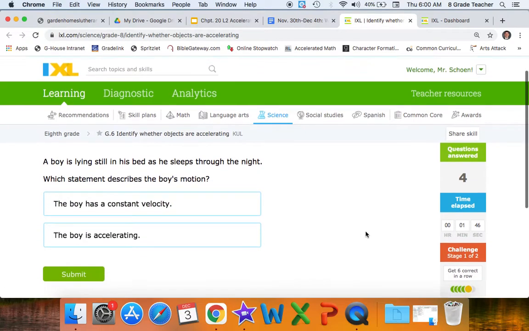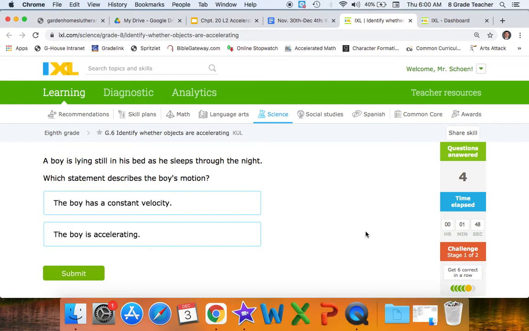A boy is lying still in his bed as he sleeps through the night. Which statement describes the boy's motion? This one might be a trick question because you're lying still, you're sitting still. Are you still in motion?